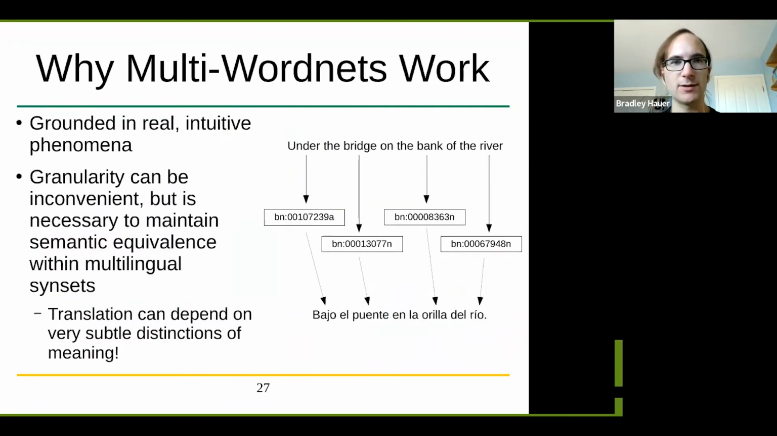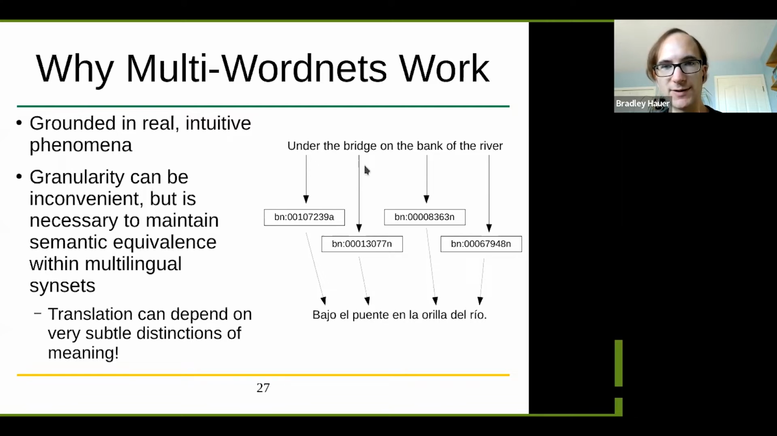Now, multi-word nets have seen widespread usage in lexical semantics principally because they work. And I would like to take a moment to talk about why I believe these multi-word nets work so well, why they've shown such great results over the past decade or so in lexical semantics. I believe the chief reason is that they are grounded in real, intuitive linguistic phenomena: synonymy and translation.